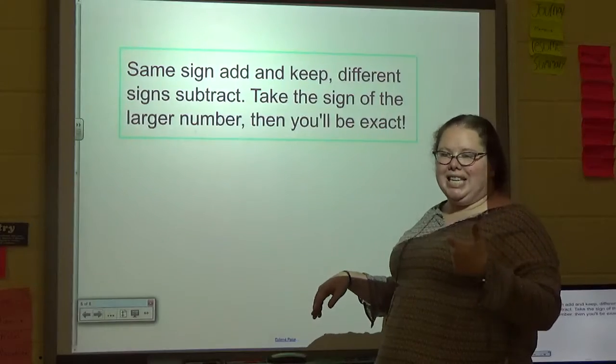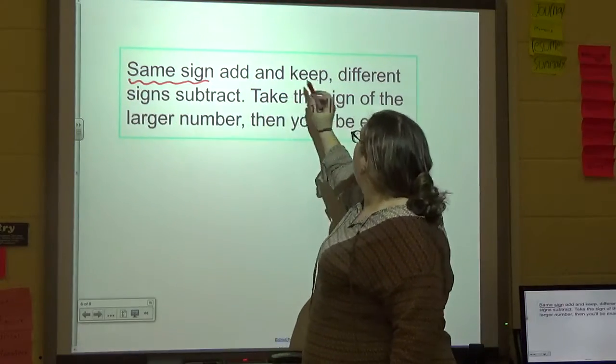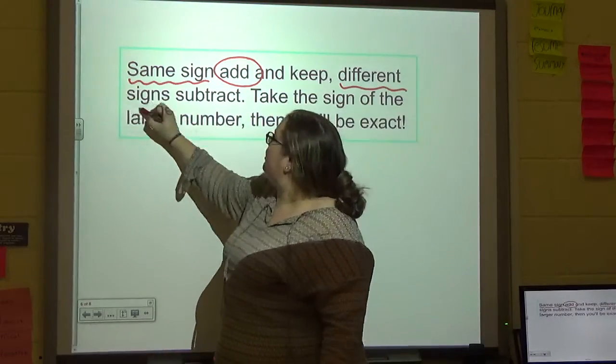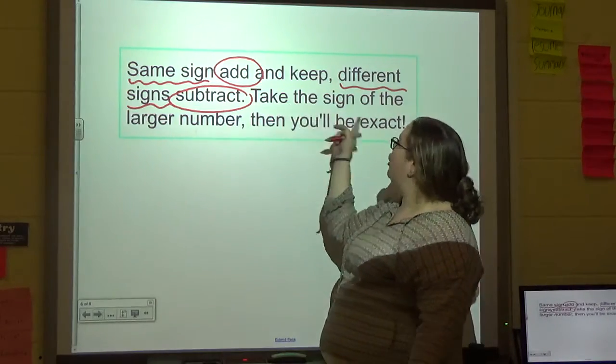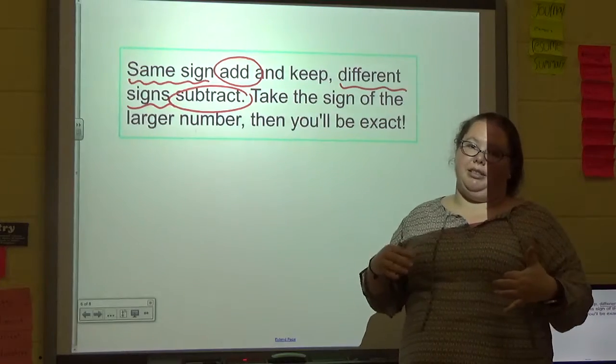So the basic idea is, when we have the same sign, we're going to add. When we have different signs, we subtract. Okay? And then whoever's the larger number, the answer is the same sign. Okay?